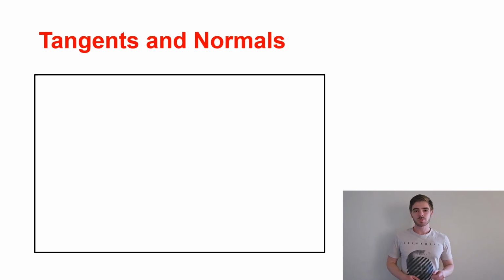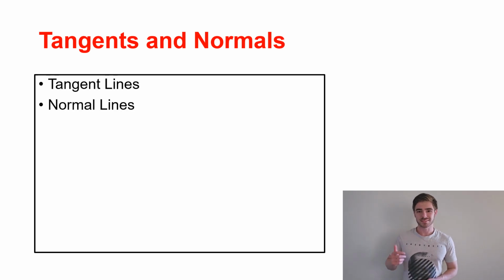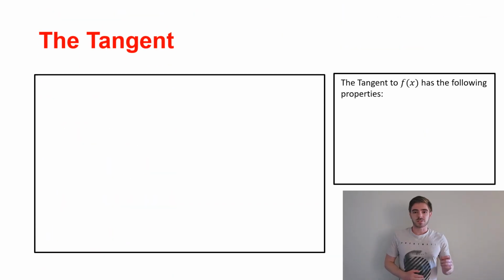In this video, we're going to explore one of the main applications of differentiation, and that is to find either the tangent line or the normal line. Let's get into it. The tangent to a function is a straight line which has the following properties.